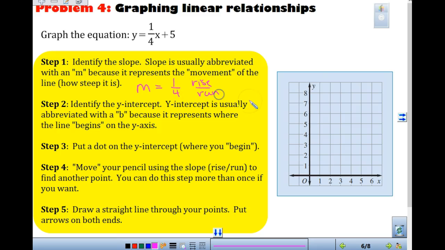Should this tell us to go up to the right or down to the right as I look at it, Avery? Positive 1/4. Up. So my graph has to go up to the right.